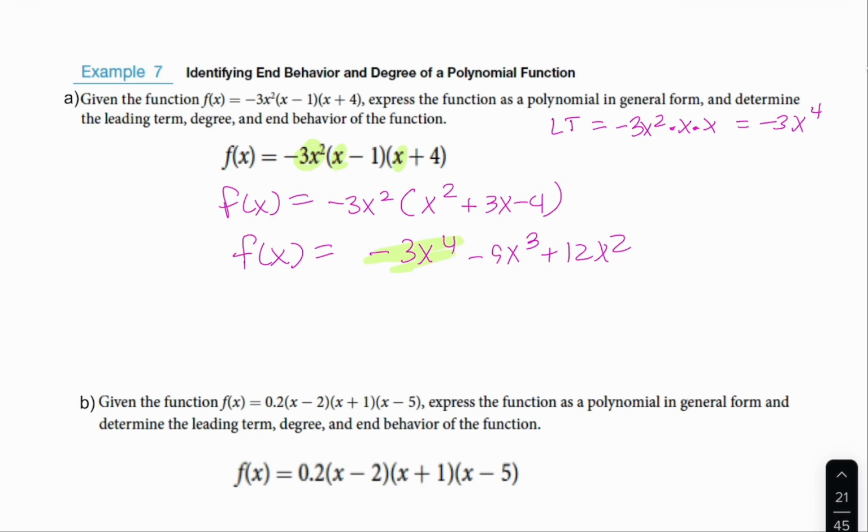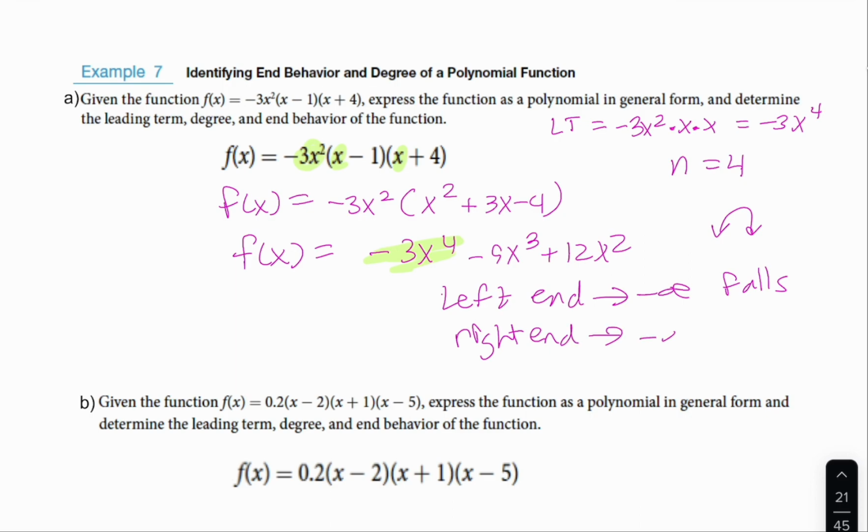So what do we know is happening? Well, the degree is 4. It is going to be a flipped upside down something. It could have some bumps in between, but the left end is always going to go down, and so is the right. So the left end goes to negative infinity. It falls, and so does the right end. And you could put this into Desmos to verify that that's really going to happen.